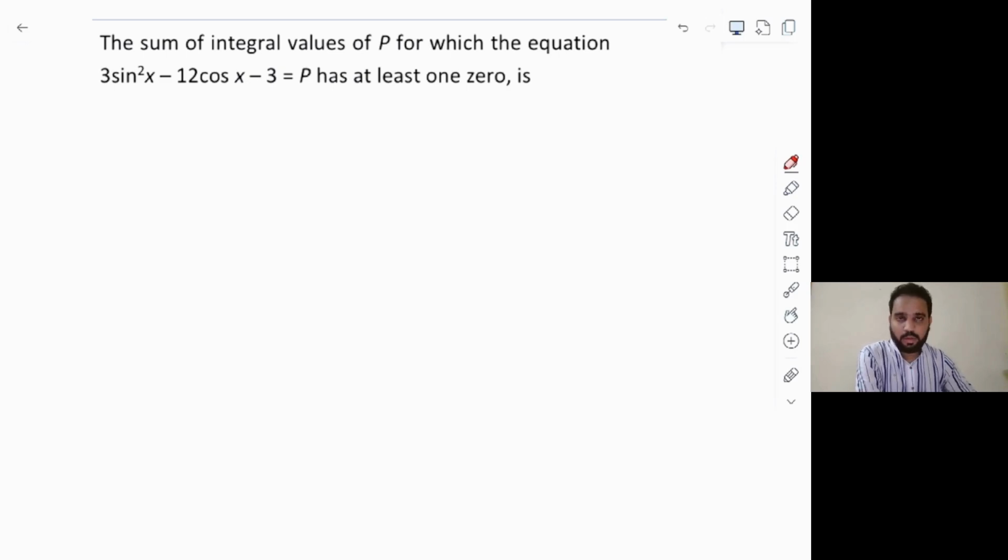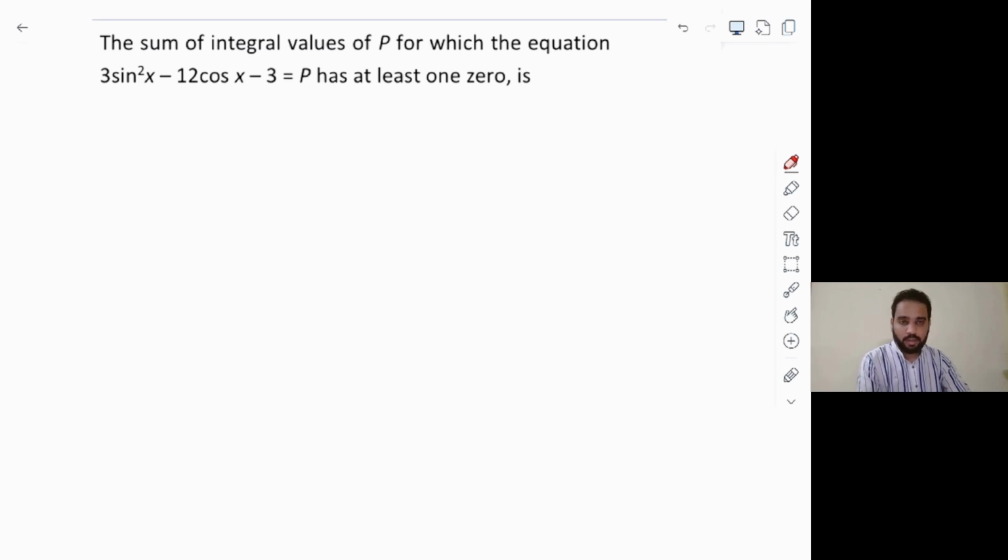And this is a question based on trigonometric equations. So the question is: find out the sum of integral values of p for which the equation 3 sine square x minus 12 cos x minus 3 is equal to p has at least one root, which means this equation should have at least one solution. And if that is the case, we need to find out how many possible values of p are there, and moreover, we need to calculate the sum of the integral values of p.